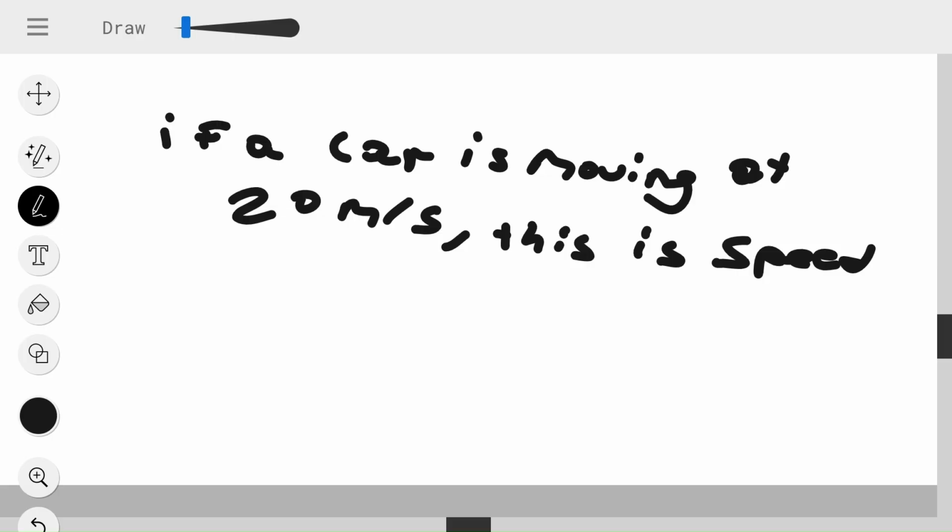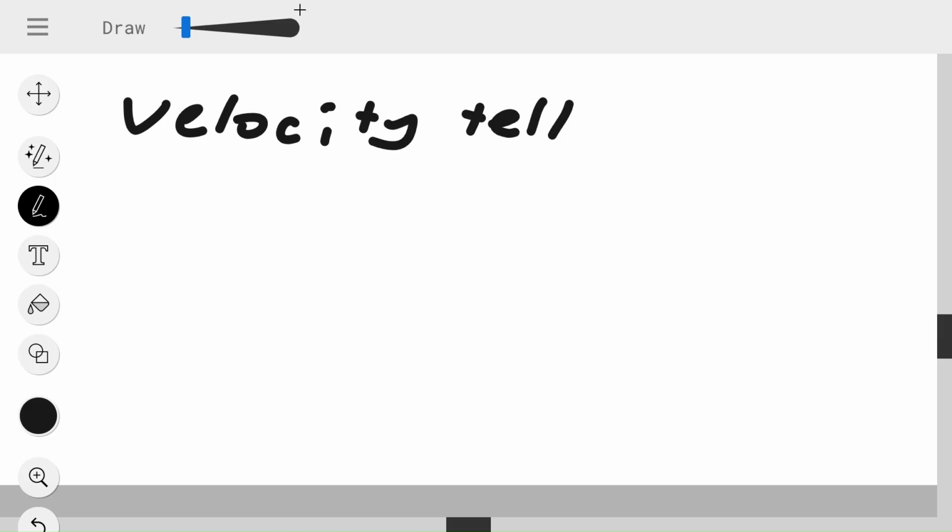Now let's talk about velocity. Velocity tells us how fast something is moving, and in what direction.